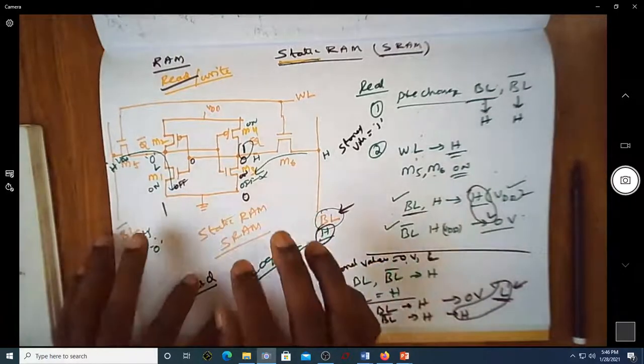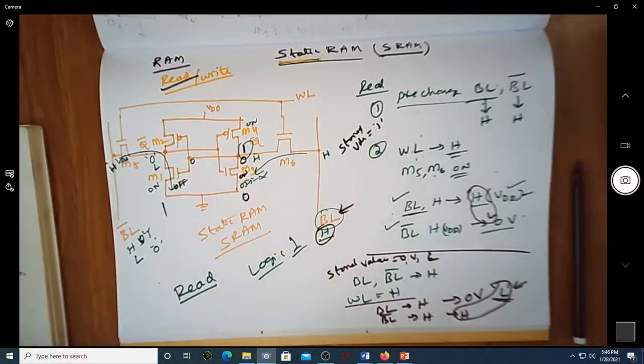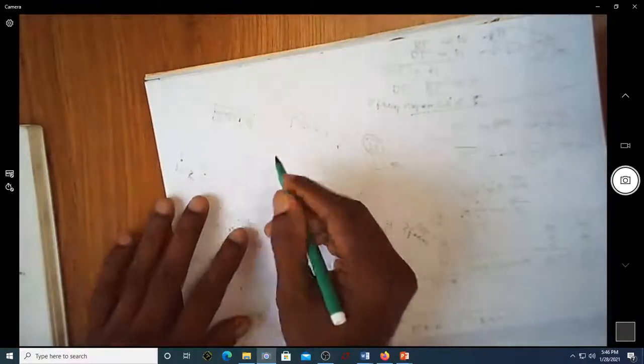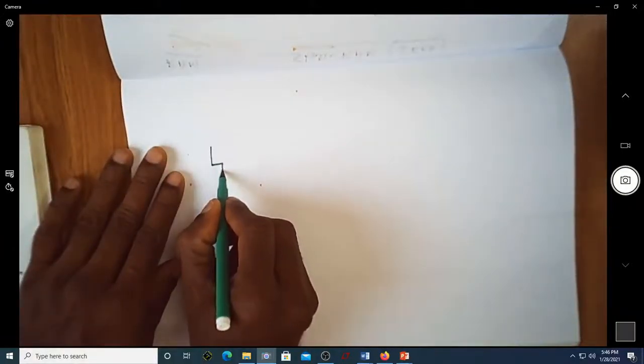So here we are just saying that everything is fine, because so far we didn't consider the dimensions of the transistors. So let us consider a case. Let us revisit this with more specific dimensions of the MOSFET. So let me rewrite the entire SRAM structure again.